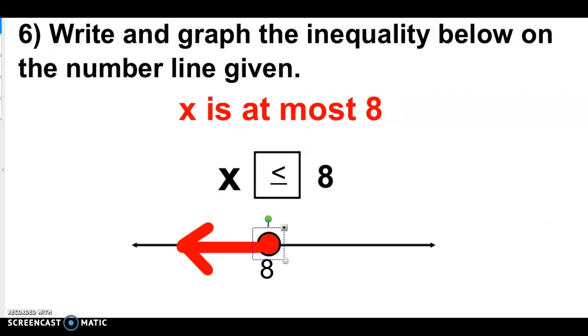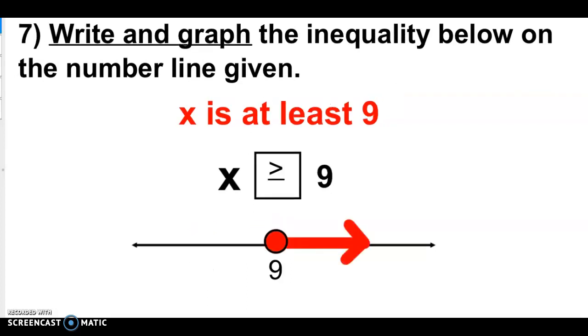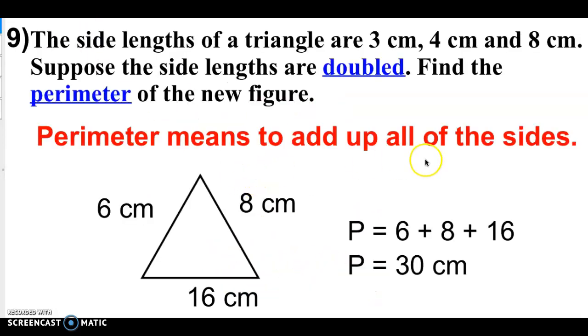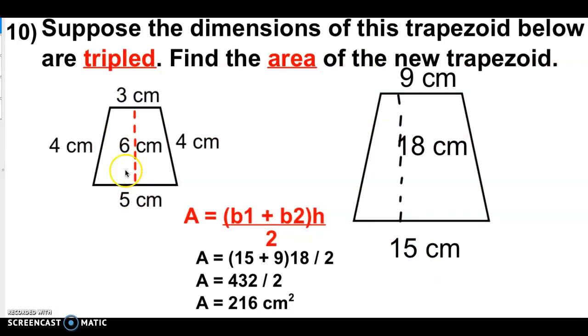Number 6, at most 8 means 8 or less. At least 9 means 9 or more. This one, the answer was x is greater than 10. Open circle on 10. Greater than goes to the right. Perimeter means to add up the sides. I drew my new figure. I doubled all these dimensions. And perimeter means to add them up. I added them up. Number 10, my trapezoid.